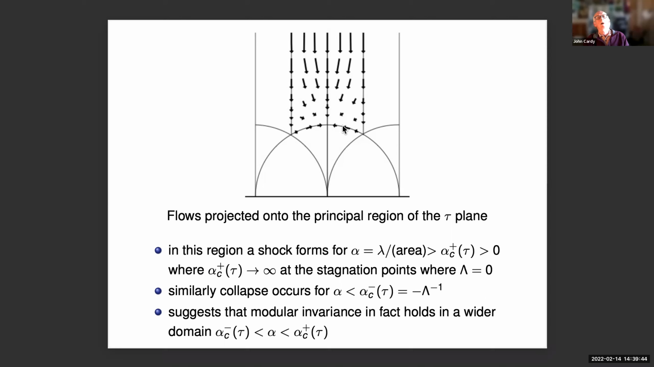But this whole picture here suggests that in the fixed stress ensemble, if these are the only singularities of going back to the fixed strain ensemble, that, in fact, modular invariance of the fixed strain partition function holds in a much larger region than we expect it to. And that will be interesting to understand.